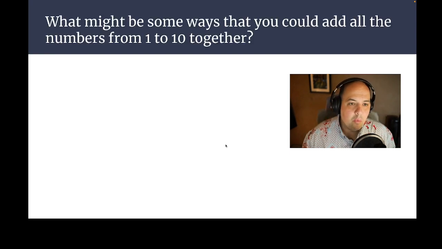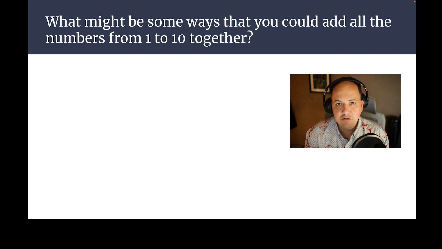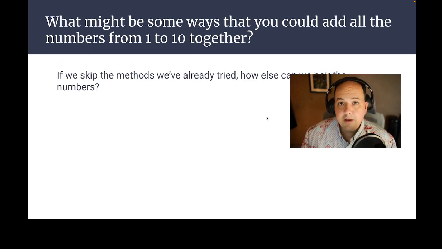Okay, so let's think about the problem, but let's think about it in a smaller slice. Let's think about what are some ways that we could add all the numbers just from 1 to 10, right? Because I think if you take a larger problem and cut it down to a smaller version, it's often easier to think about the total scope of the problem. So this is like a microcosm, right? This is a smaller version.